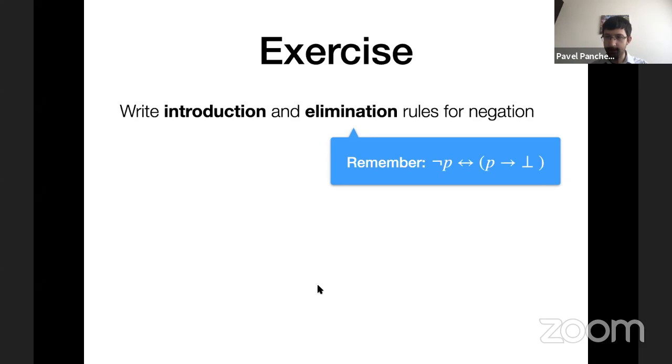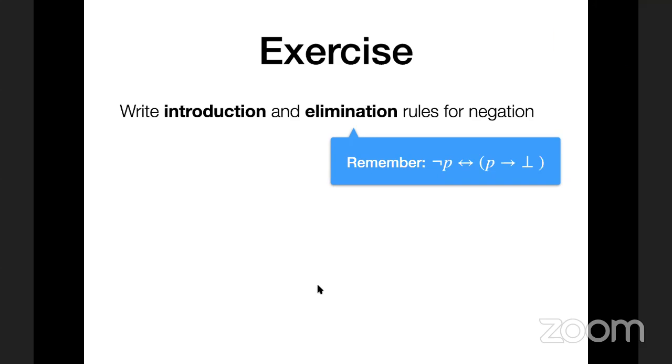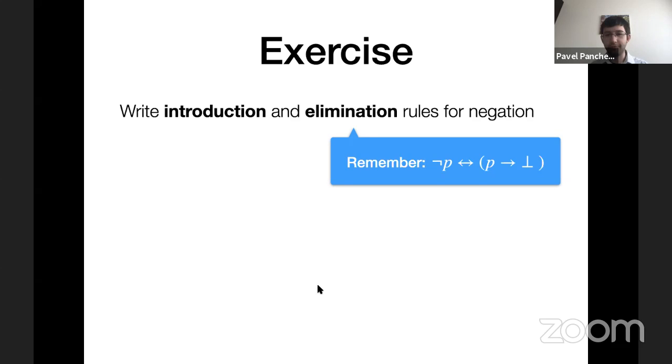Feel free to click the hand. Go ahead, Scott. I have no idea if this is right, but that hasn't stopped me before. Perfect. That's the right attitude.